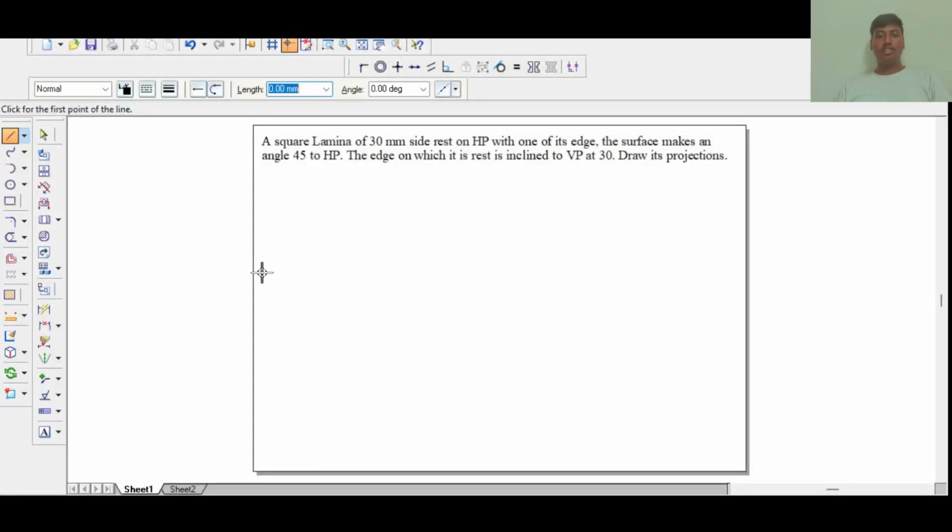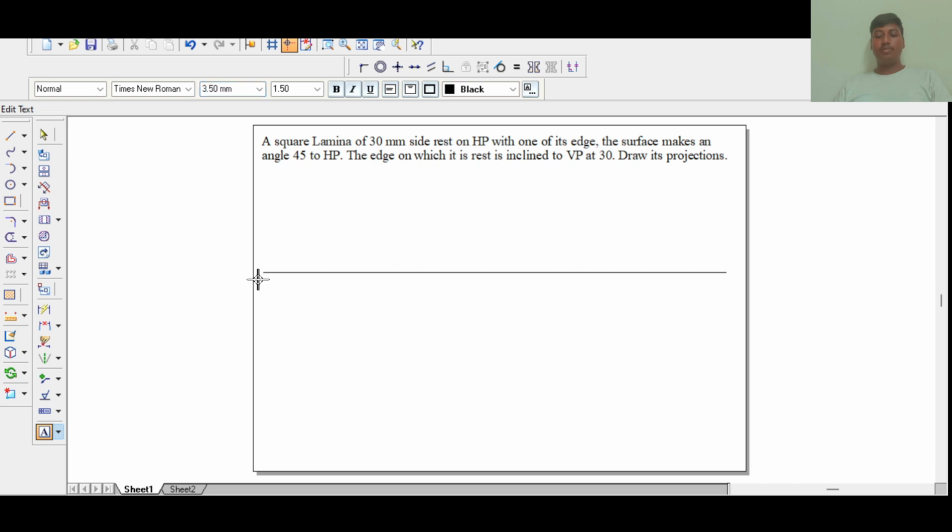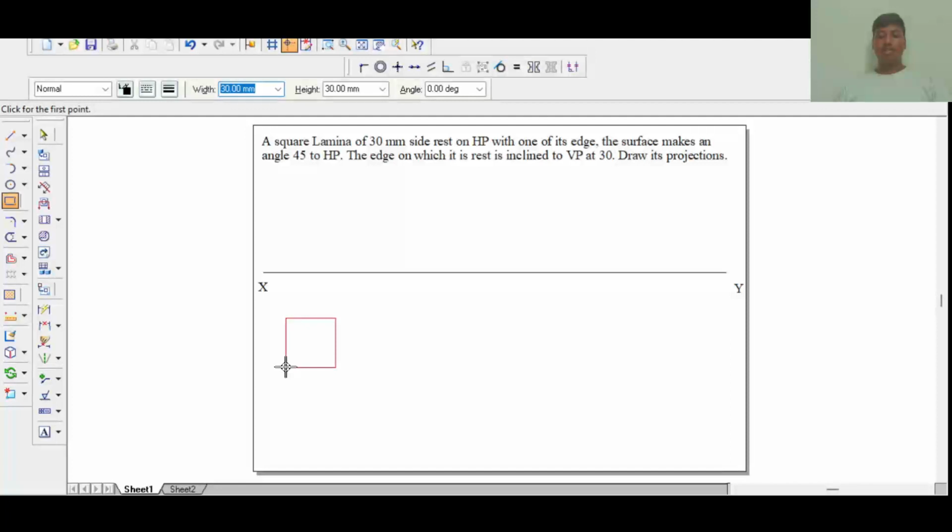Let's first take an XY line of any length and then name it X, Y. And then as it's a square lamina, we can take a rectangular lamina option and give the width and height as same. So as it is 30 mm side, so 30 mm height and width. So angle is 0. And then let's place it below XY line.